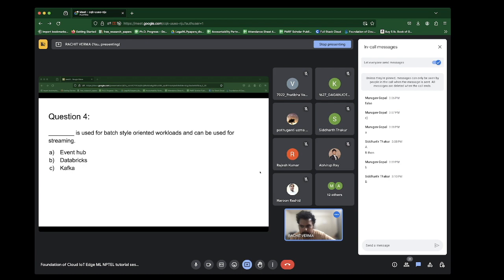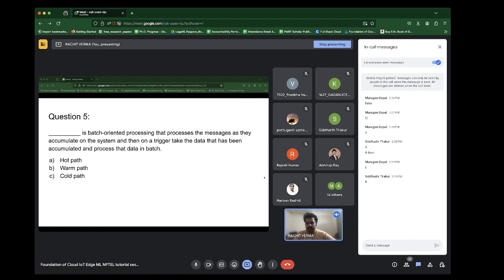So the next one. Dash is batch oriented processing that processes the messages as they accumulate on the system, and then on a trigger takes the data that has been accumulated and processes that data in a batch. Is it A, hot path, B, warm path, or C, cold path? Cold. So yes, cold.